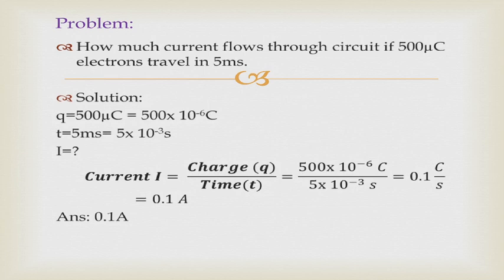Now here is an example for your understanding of how we measure or define the current. If the charge is 500 microcoulomb flowing through the circuit within a time interval of 5 milliseconds, then the current is obtained as 0.1 ampere. No doubt, before substituting the values, we should convert both quantities into one system, that is, here we have used the SI system.